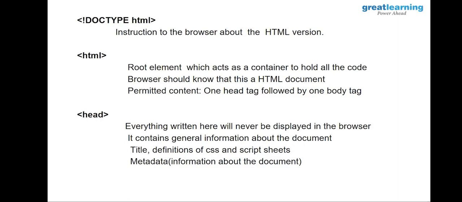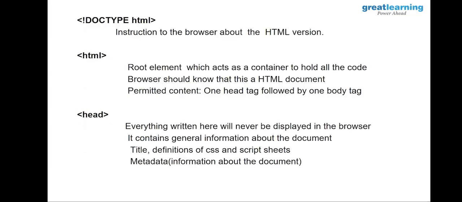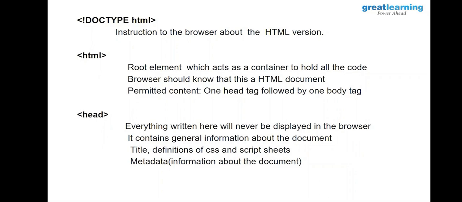Now, what is the permitted content inside this HTML tag? As we can see, inside the HTML tag there is a head tag and there is a body tag. So the permitted content is one head tag followed by one body tag. As you can see in the HTML tag itself, there is a head tag and there is a body tag. These are the permitted contents inside the HTML tag.